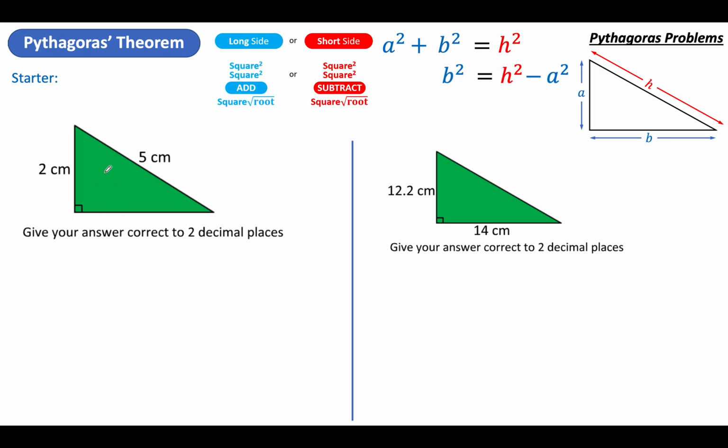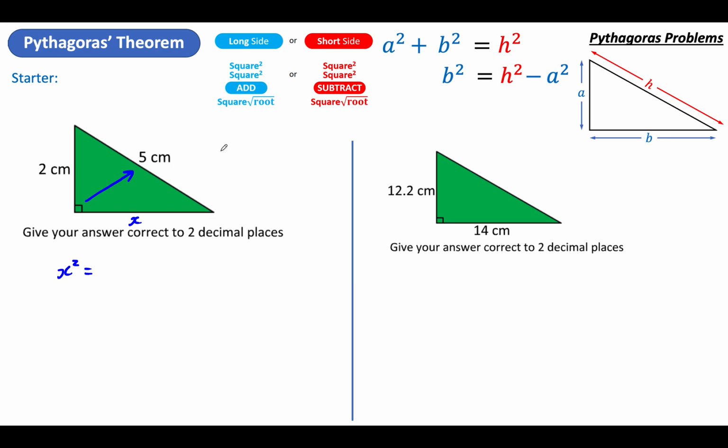So here we have a right angle triangle. There's the right angle in the corner. It points at the long side, so this is the long side. So I've already got that. The one I'm trying to find, which I'm just going to call x, is the short side. Which means if I want to find the short side, I need to square, square, subtract and square root.